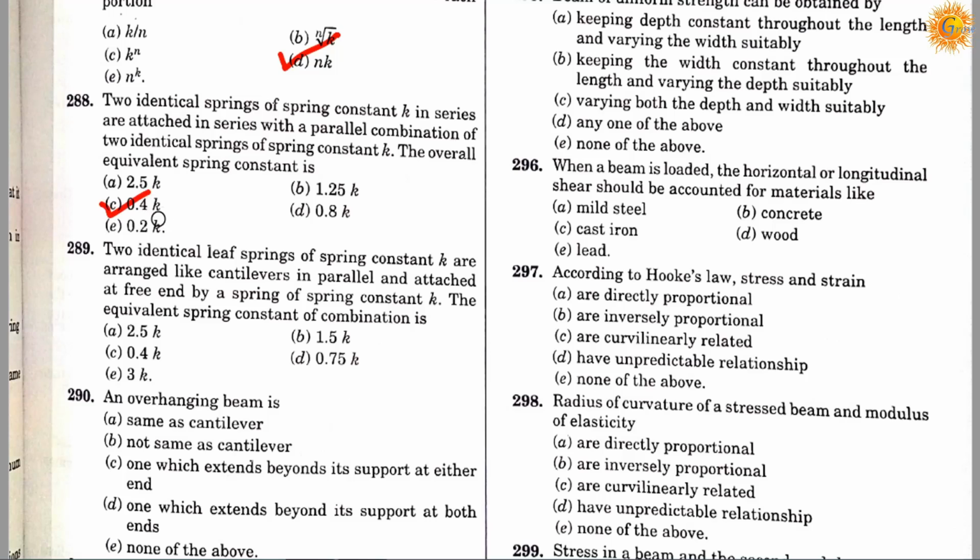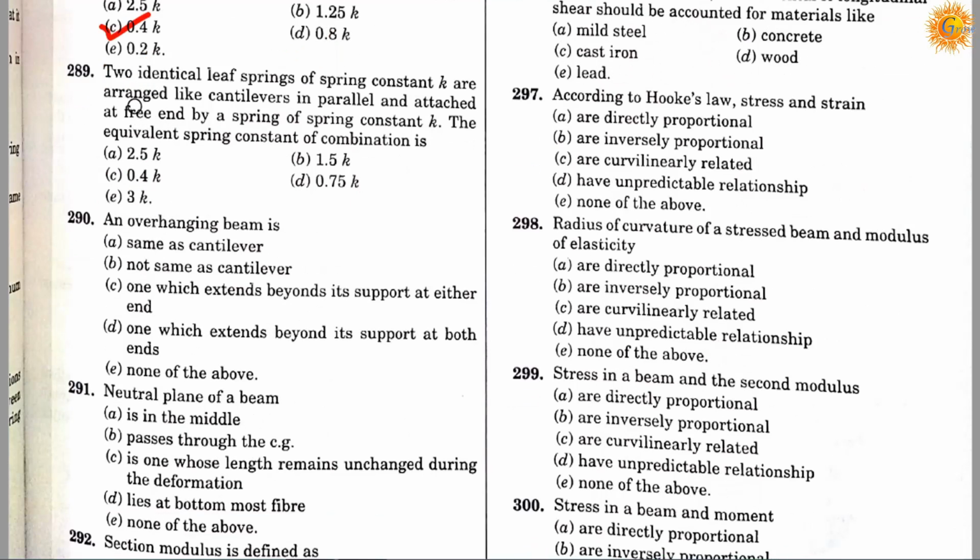Question number 289. Two identical leaf springs of spring constant K are arranged like cantilevers in parallel and attached at a free end by a spring of spring constant K. The equivalent spring constant of the combination is: option A, 2.5 K; option B, 1.5 K; option C, 0.4 K; option D, 0.75 K; option E, 3 K. Correct answer is B. It will be 1.5 K.